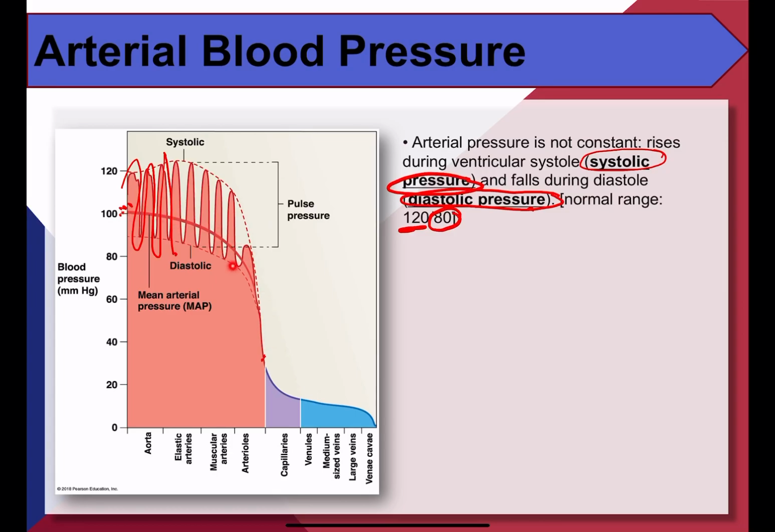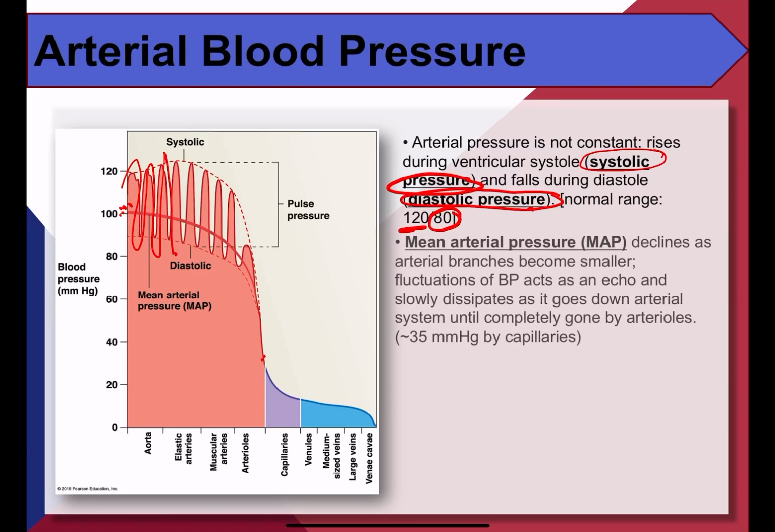Okay, but we averaged it out to give you that graph earlier that we call the mean arterial pressure. The fluctuation between the systolic and diastolic pressure echoes from the aorta and slowly dissipates as it goes through the rest of the arteries and is completely gone by the time blood reaches the arterioles. So the average of the systolic and diastolic pressure is known as that mean arterial pressure I was talking about.